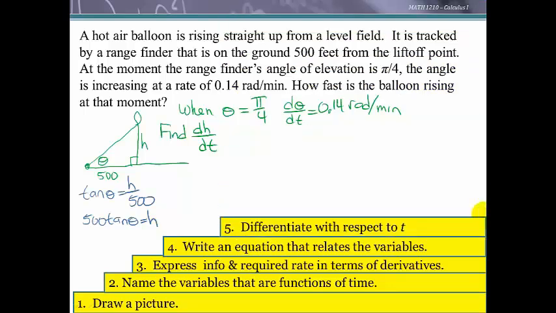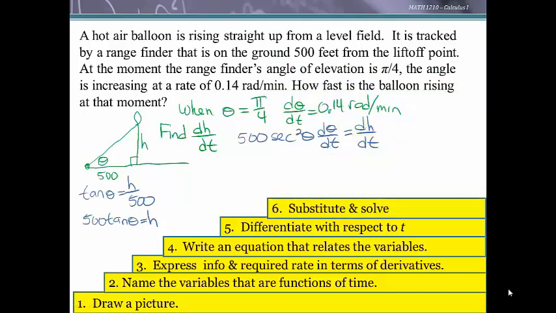Differentiate this with respect to t. I'm going to go up and do this up here. So the derivative, I have 500. The derivative of tangent theta is secant squared theta, and then d theta dt, because of the chain rule, differentiating with respect to t, theta is a function of t, and that will equal dh dt. Substitute and solve. So now I'm ready to put in my angle theta and my d theta dt and find my dh dt.